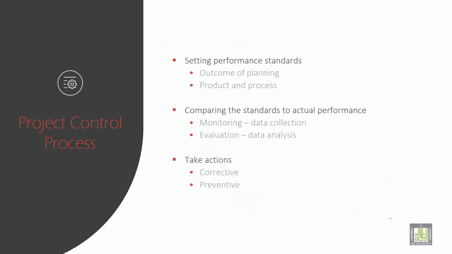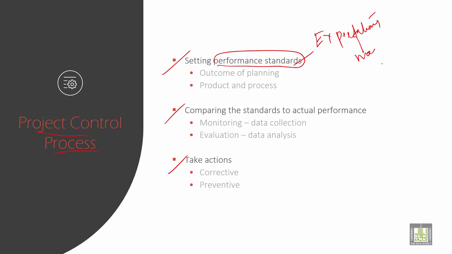Next, we have project control processes, three types. The first one is setting standards. Very, very important, setting performance standards. It provides the employee with specific performance expectations, as it is actually a major duty.